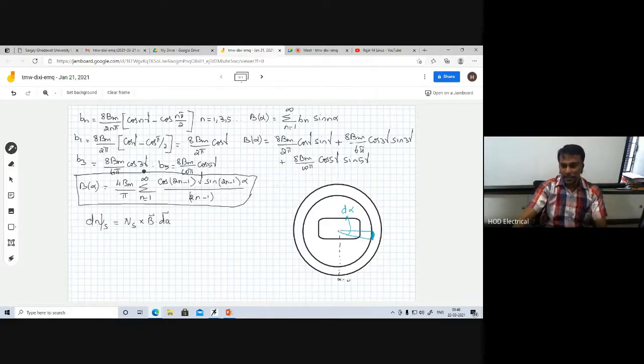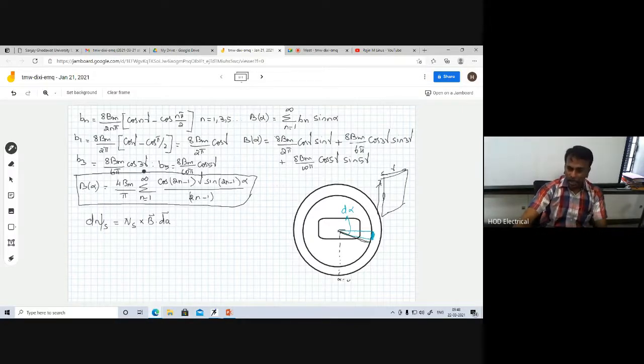In this case, the magnetic flux path and this area are parallel. Therefore, B vector dot dA vector is nothing but B into dA. Now, what is this area? We have already derived it previously: the radius of the rotor, the inner surface of the stator, and the length of this cylindrical surface. So the length is L and the radius is R.